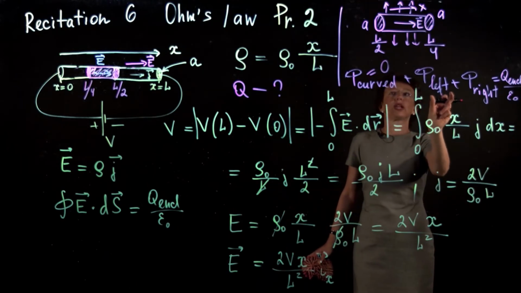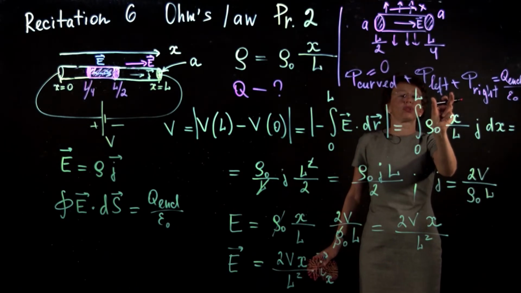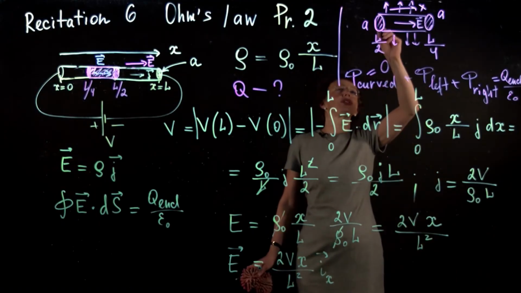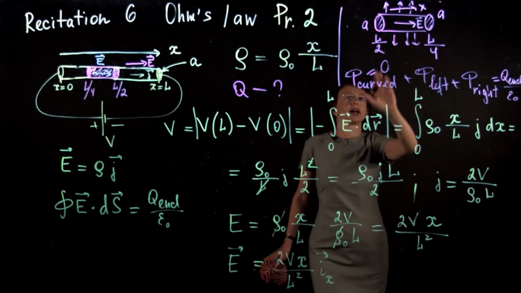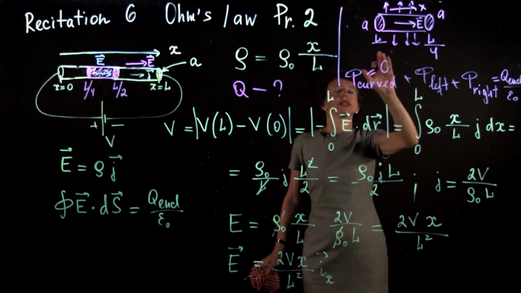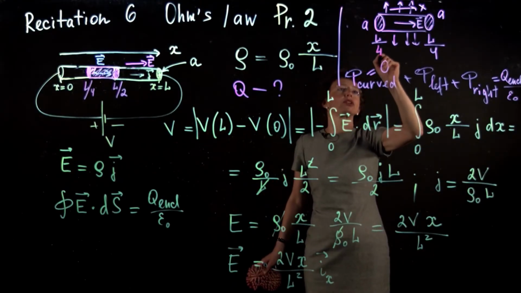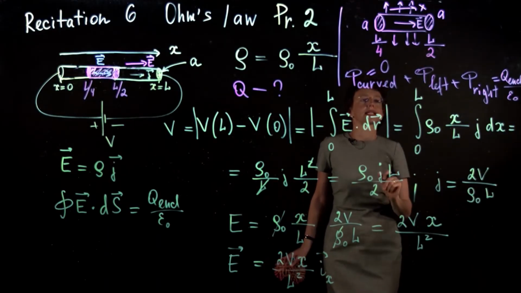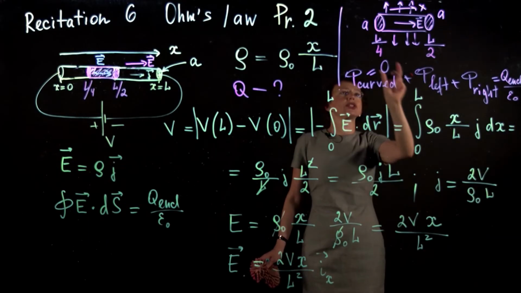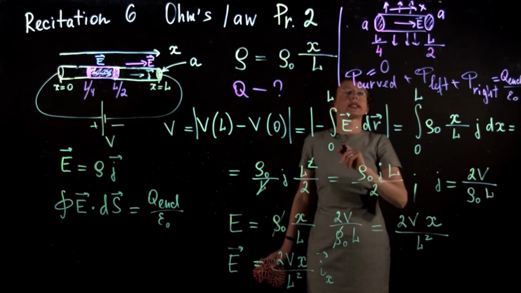Now what is the flux through the left surface? For the left surface, let's first find the magnitude of the electric field. I put it in the opposite way. So I look from the left. This is L over 4 and this is L over 2. Now it is correct.